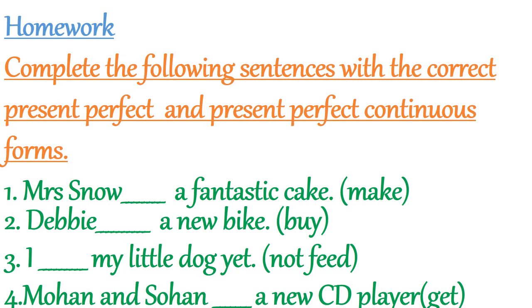Complete the following sentences with the correct present perfect and present perfect continuous forms. So here are some sentences. Mrs. Snow dash a fantastic cake, verb is make. Debby dash a new bike, verb is buy. Third one, I dash my little dog yet, not feed. Mohan and Sohan dash a new CD player. Verb is get.